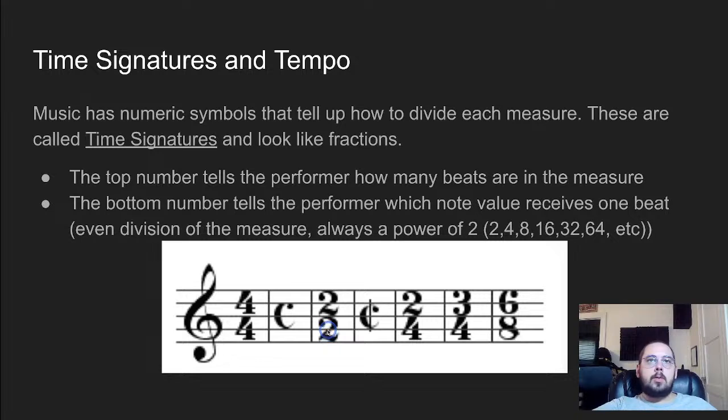2/2 is 2 half notes. 2/4 is 2 quarter notes. 3/4 is 3 quarter notes. So 3, it's just 1 more beat compared to 2/4 and 1 less than 4/4.